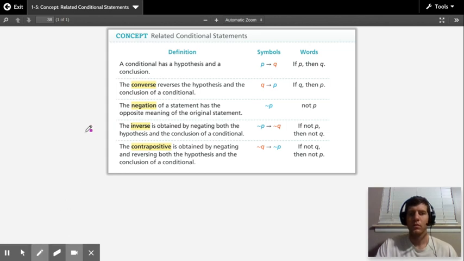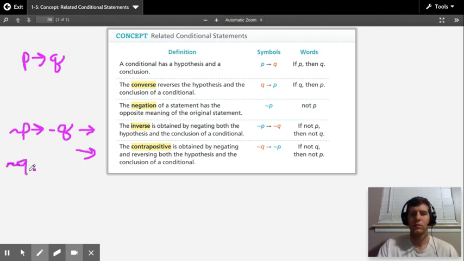Okay, example 4 talks about the inverse and the contrapositive. So again, our conditional statement is if P, then Q. For the inverse, we're going to say if not P, then not Q. So if P is not true, or it's the opposite, right, not P, then not Q is the case. And the contrapositive is kind of like the inverse and the converse put together. So it's going to be if not Q, then not P.